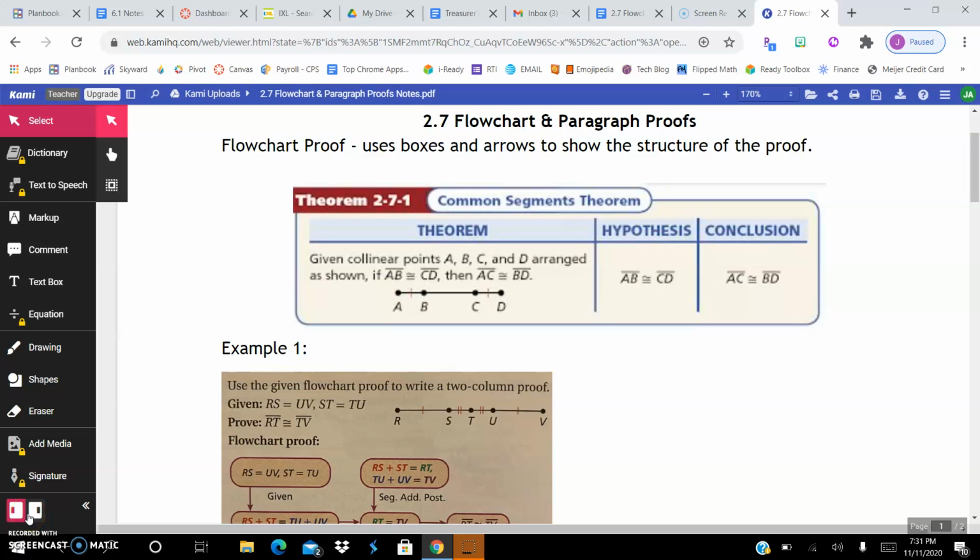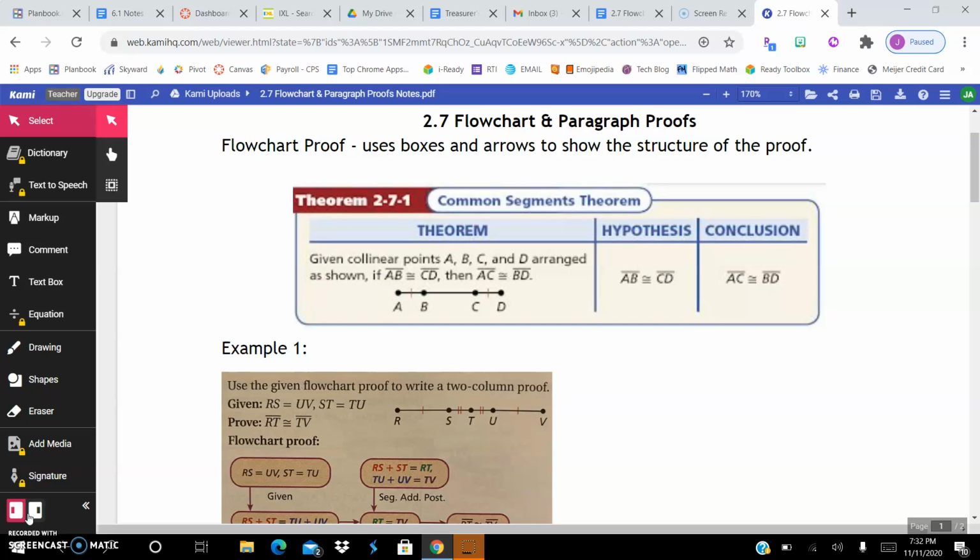For the last section of Chapter 2, we are going to learn about flowcharts and paragraph proofs. So a flowchart proof is a proof that uses boxes and arrows to show the structure of the proof. And before we look at one of those, we have a new theorem here. It's called the common segments theorem.